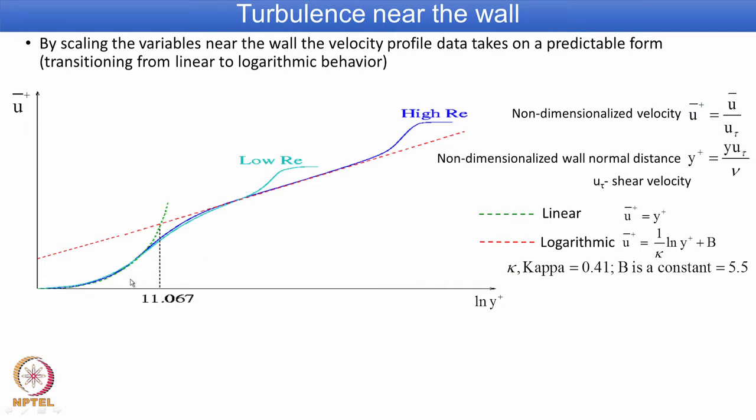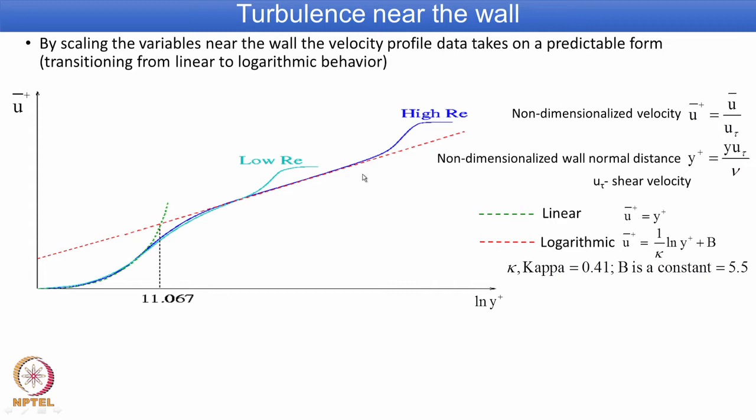So, we have 3 regions starting from the wall: the linear region, otherwise called the viscous sublayer region, the buffer region which is in between, then we have the log law region where we have a semi-log expression relating velocity and wall normal distance as shown here. After some point of y plus, it deviates from the logarithmic expression.